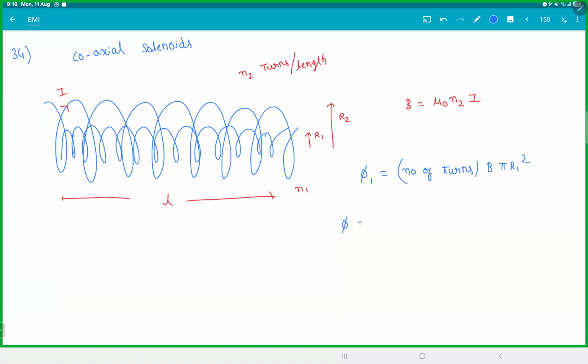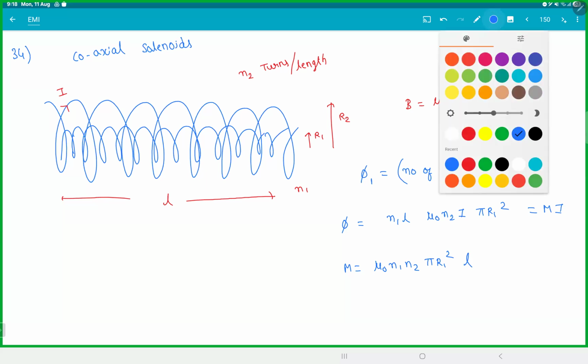It doesn't matter where you take, you'll get the same thing. This will be N1 into L. This will be mu naught N2 I into pi R1 square. This is equal to Mi. Standard result, definitely remember this. Mu naught N1 N2 into pi R1 square. It depends only on the inner radius. It doesn't depend on R2.